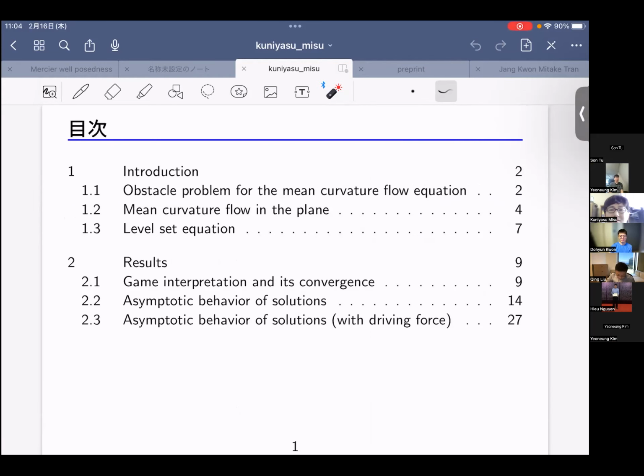Today, I will talk on the content of my preprint, whose link is in the mail. And also, maybe it's good to refer to a comment I gave to G1-chan last month. Maybe it's good to refer to this one.